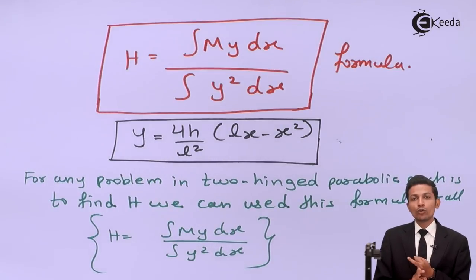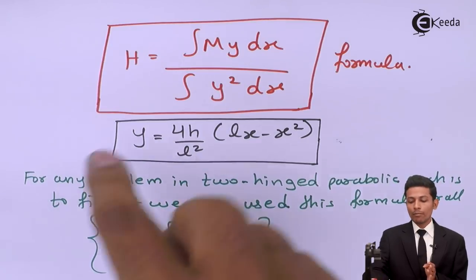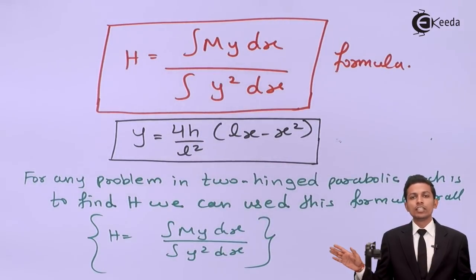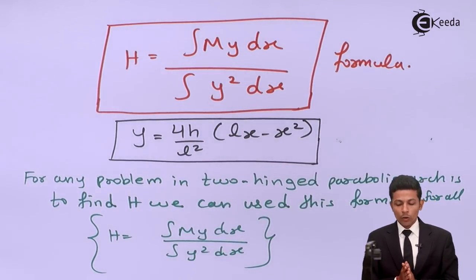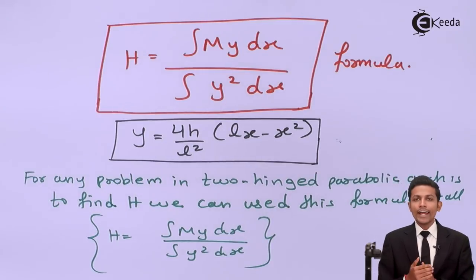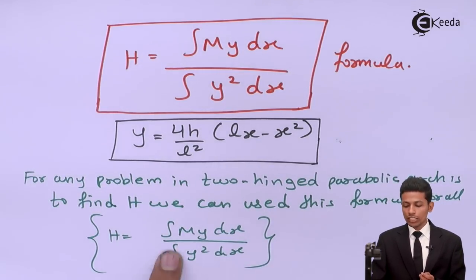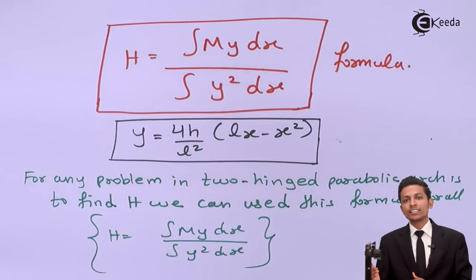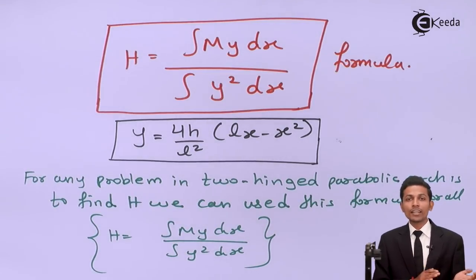And y is equal to 4h upon l square into lx minus x square. You can remember these two formulas, and we are done with this chapter. After that, when we are finding h using this formula, there are certain cases that we can check to see whether our answer will be correct or not. So let's see what these cases are.